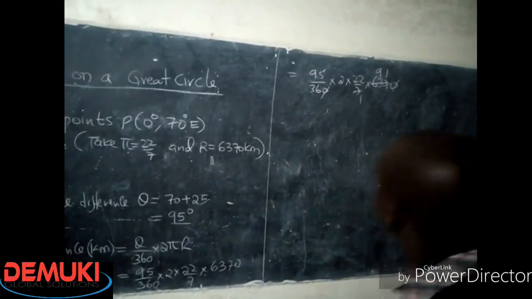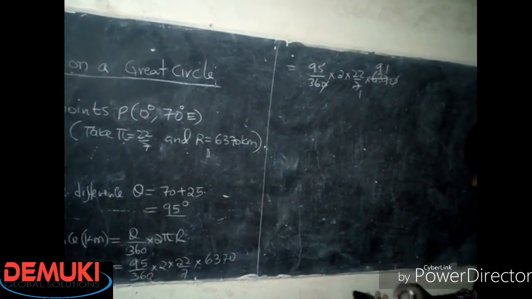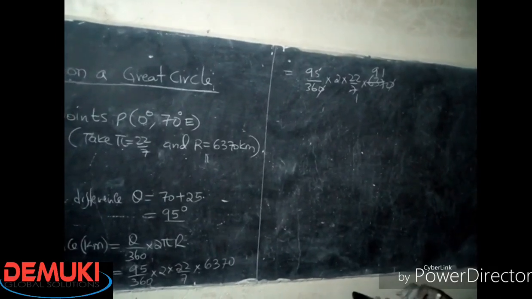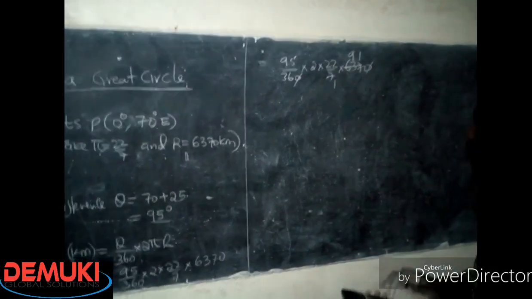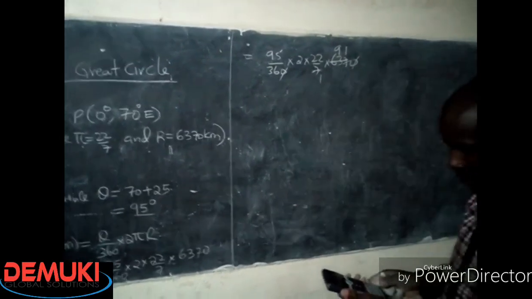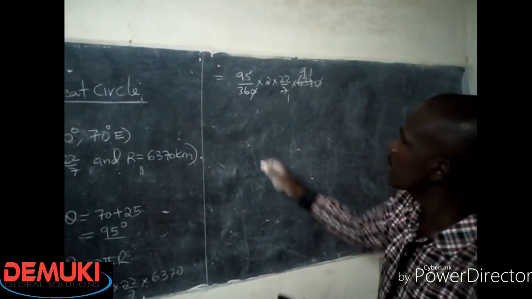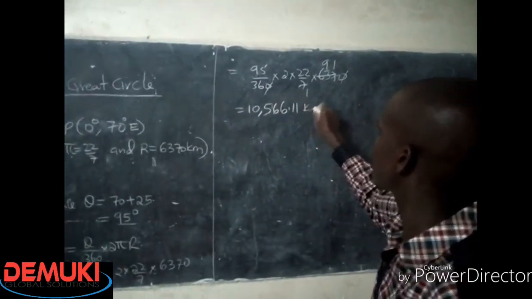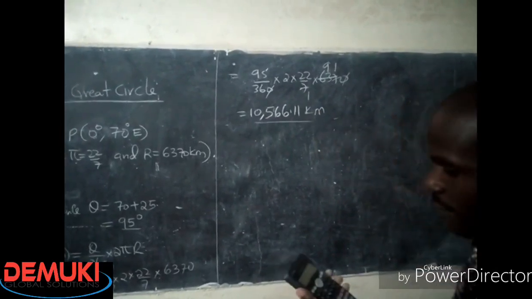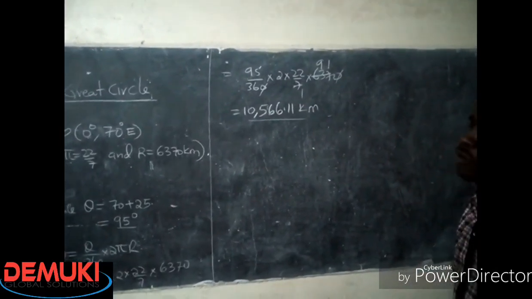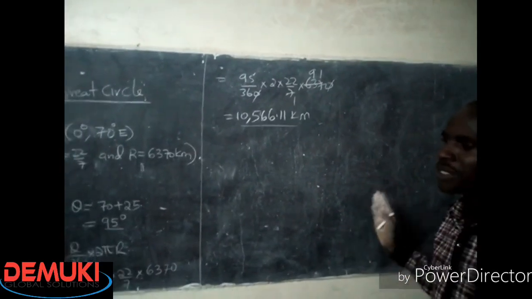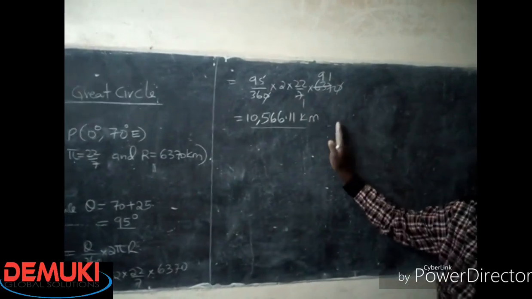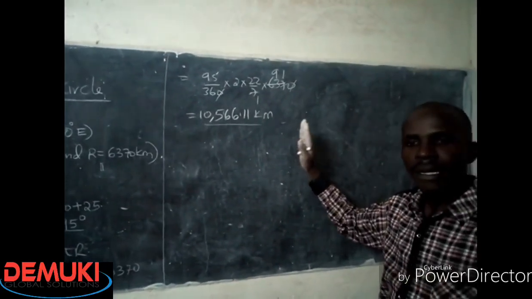The calculator will do good in assisting us. And now this is 95 by 360, and this one will give us 10,566.11 kilometers. It is as simple as that. Getting the angle difference and just applying the formula, you have your answer.